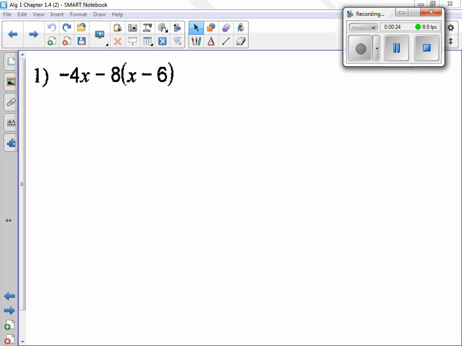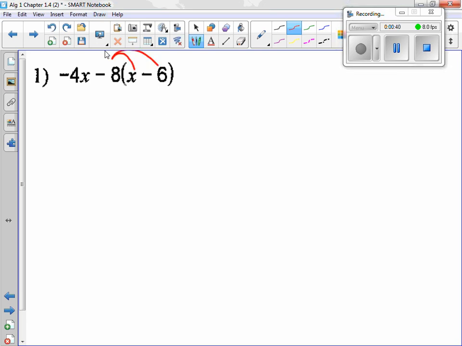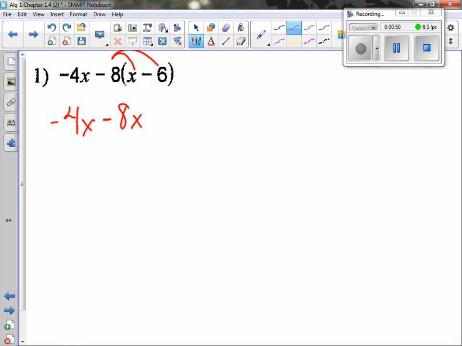So when we look at the first one, the distributive property says that when we have a number or something outside of a set of parentheses, we multiply it by everything on the inside. So what that means for us here, since the 8 is outside the parentheses, is it's going to be multiplied by the x and the 6. So it doesn't do anything to 4x. And negative 8 times x is going to be negative what? 8x. They just multiply together. Negative 8 times x is going to be negative 8x.